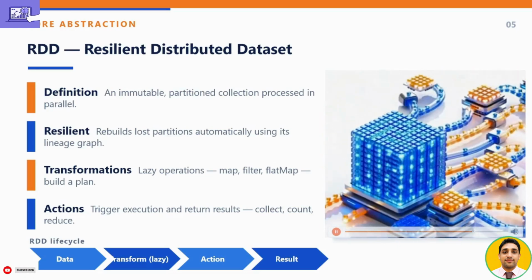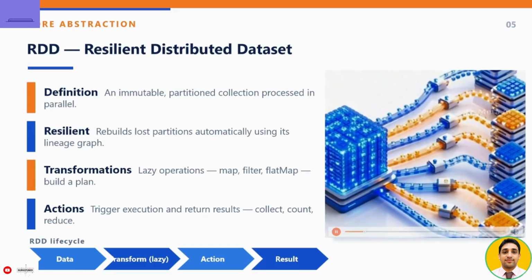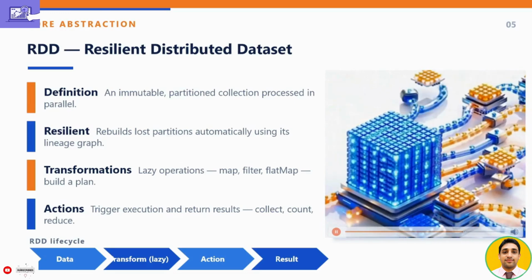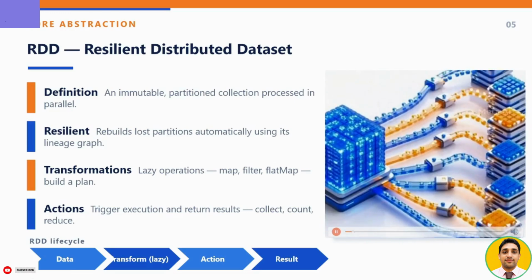Now, RDDs support two types of operations. The first is transformations like map, filter, and flat map.